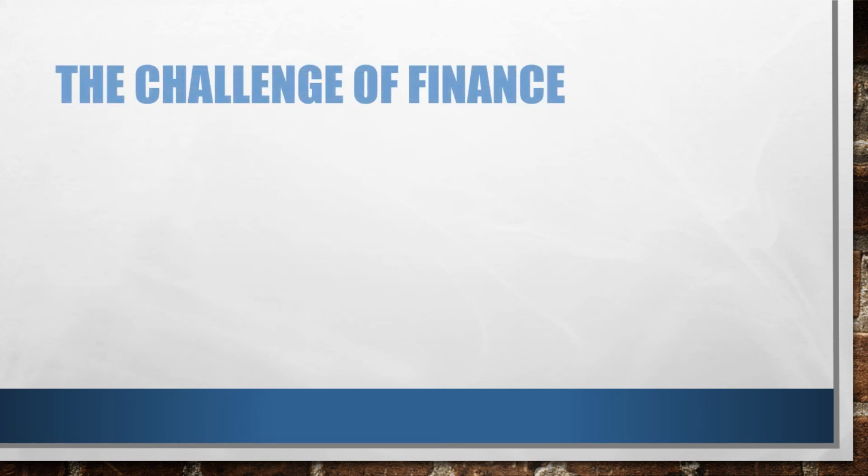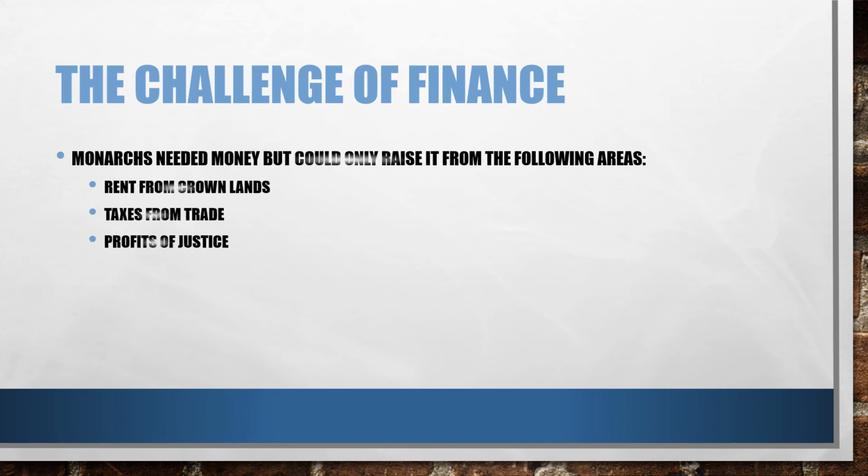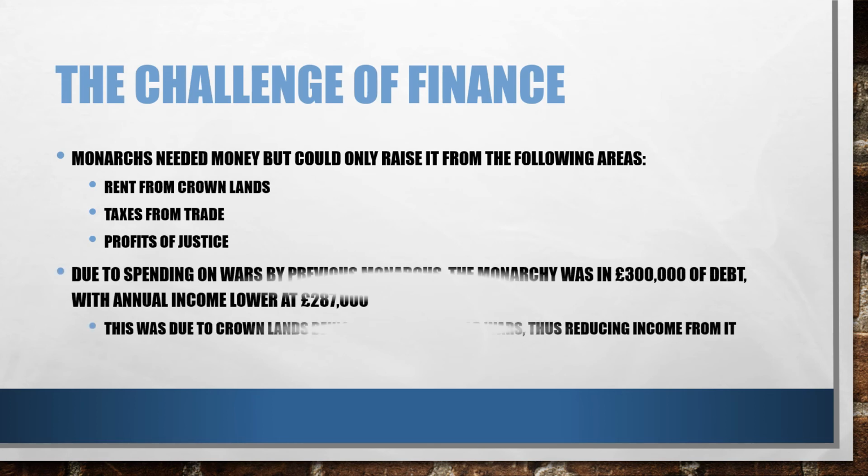The last challenge is to do with finance. So in order to govern effectively, monarchs require money, but they can only raise it from the following areas. They can rent it from the land that they own, otherwise known as crown lands. They can tax and put levies on trade, and they can also profit from justice.